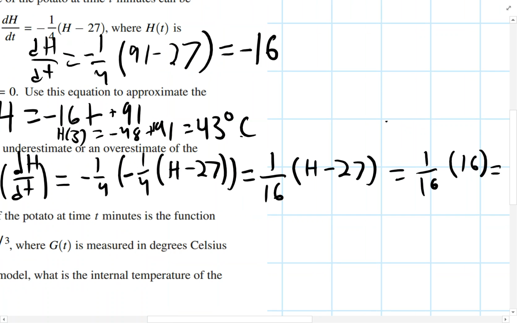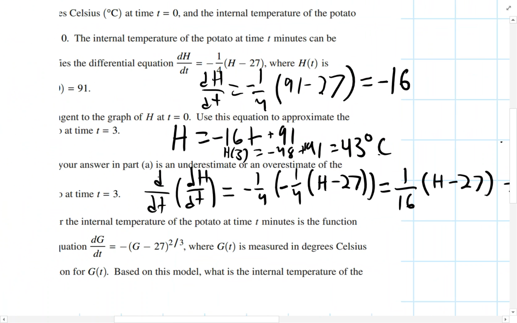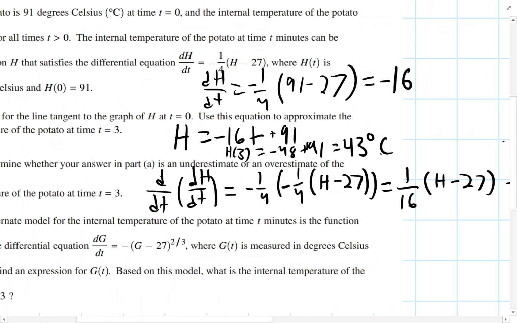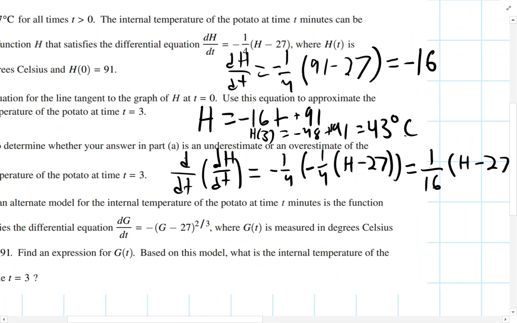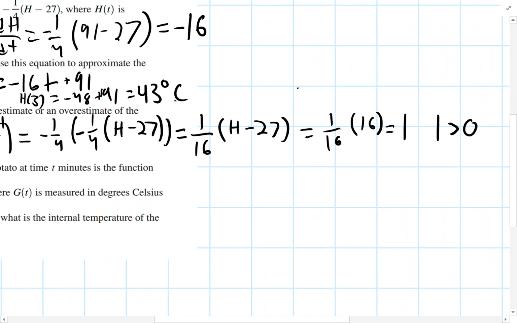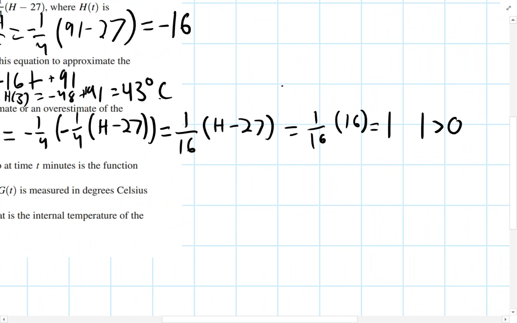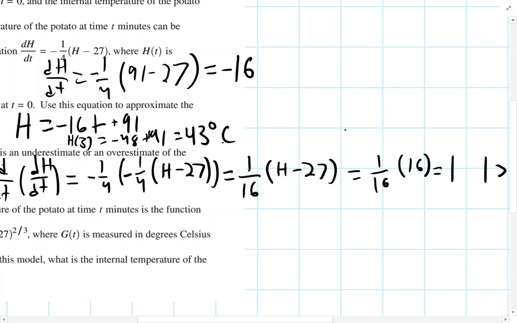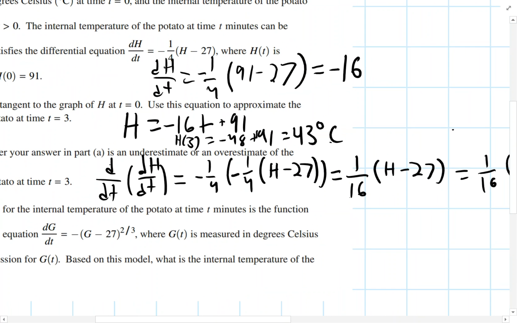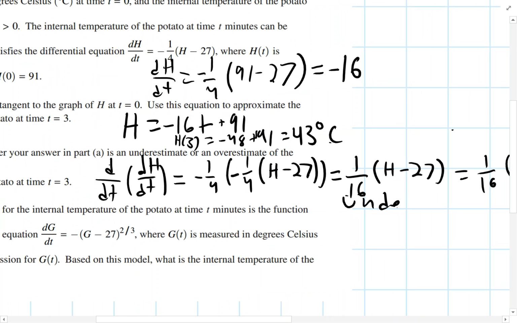So therefore, when t equals 3, it is an underestimate because it's greater than 0. It means the graph is concave up, so therefore the tangent line will be an underestimate. So it is an underestimate.